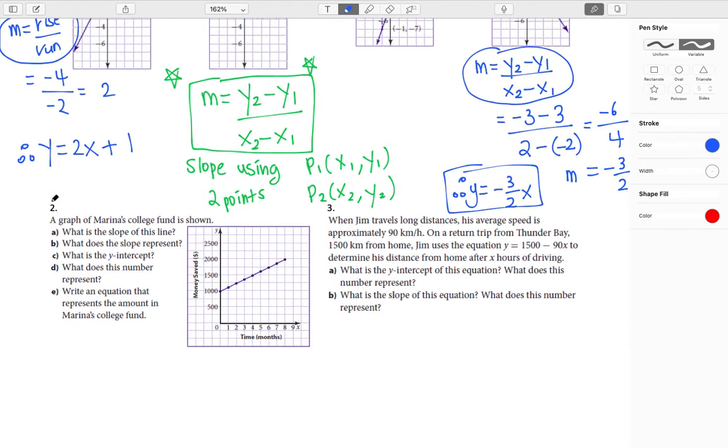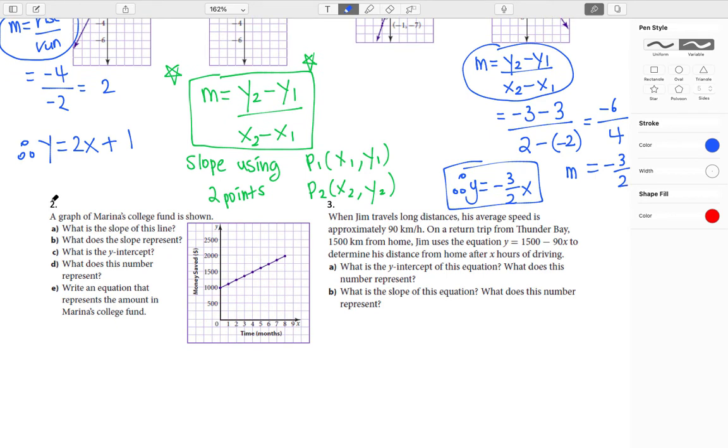Now let's try an example number 2. A graph of Marina's college fund is shown. What is the slope of this line? Well, as you can see, so let's take a look. So the y-axis is money saved, and the x-axis is time in months.